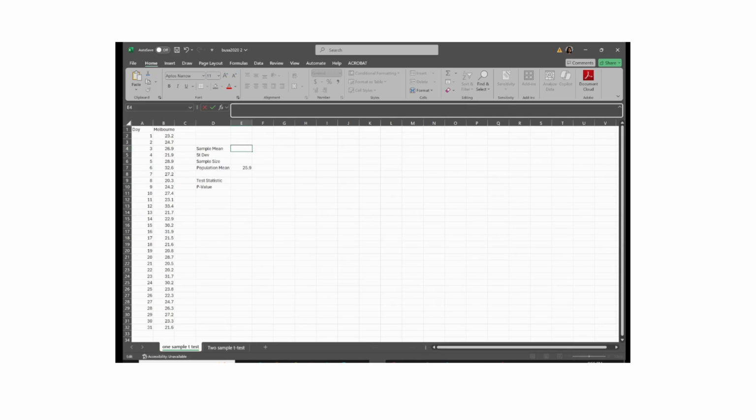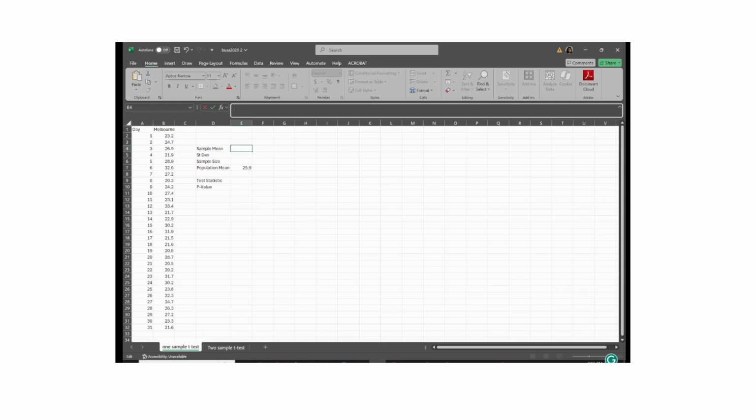So this here is my data set for the one sample t-test. All data is sourced from the Bureau of Meteorology. Column A shows the days in January, so it's 31 days, that is the sample size. And column B shows the temperature in Melbourne on each of the 31 days. So the population mean is set at 25.9, that is the historical average.